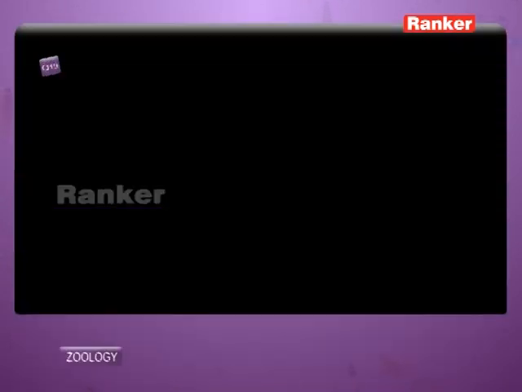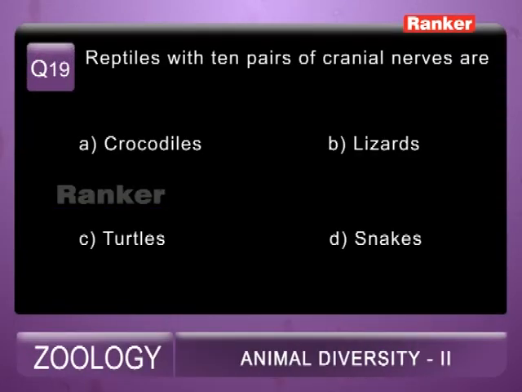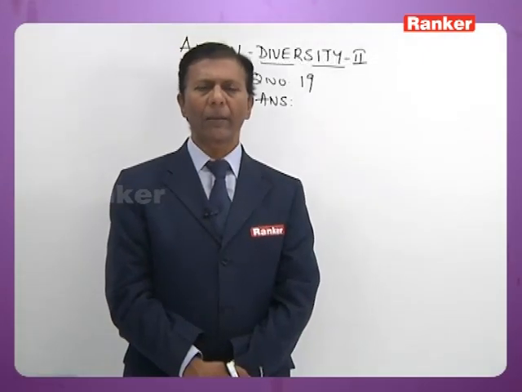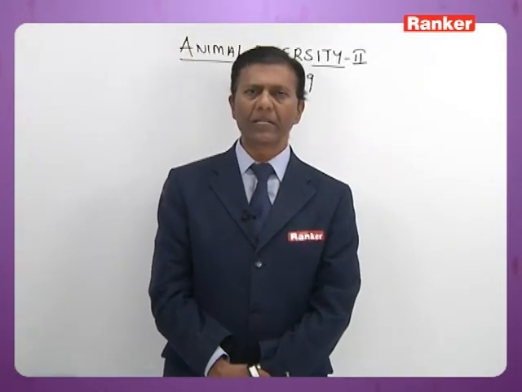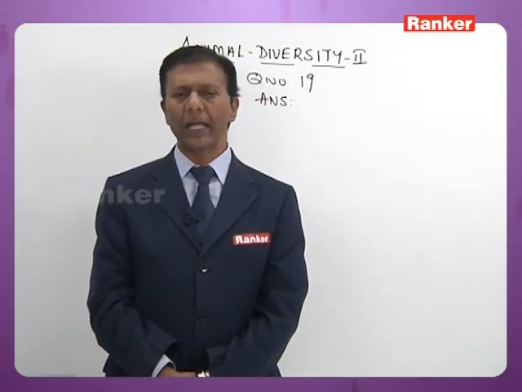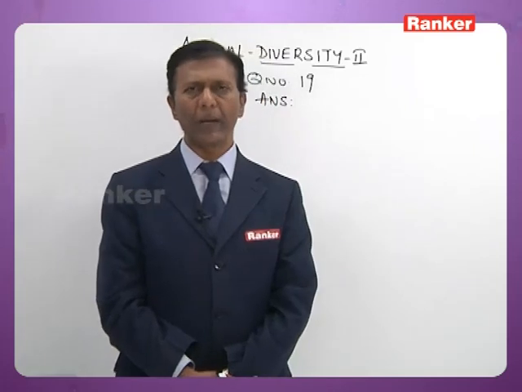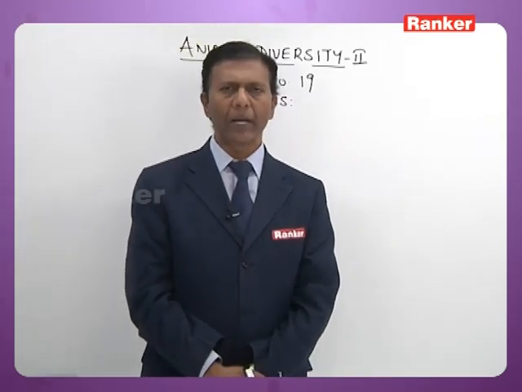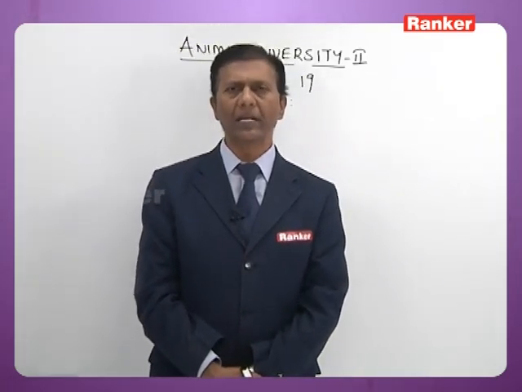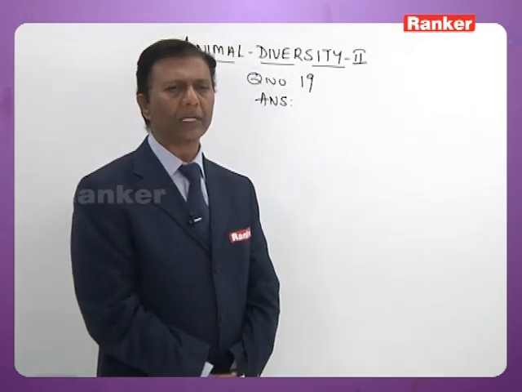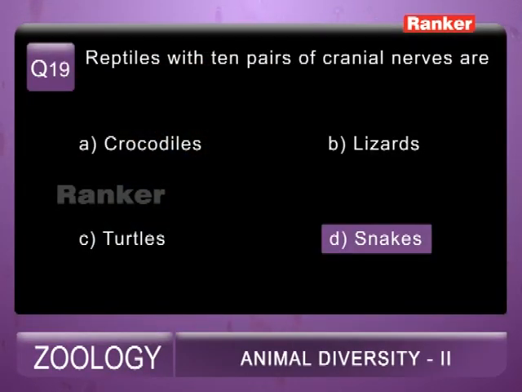Now, the 19th question. Reptiles with 10 pairs of cranial nerves are: A. crocodiles, B. lizards, C. turtles, D. snakes. Now, all reptiles are characterized by the presence of 12 pairs of cranial nerves except snakes. They are the first amniotes to have 12 pairs of cranial nerves. However, in snakes only 10 pairs are present; the 11th and 12th pairs are absent. So, the 19th question's correct answer is D, snakes.